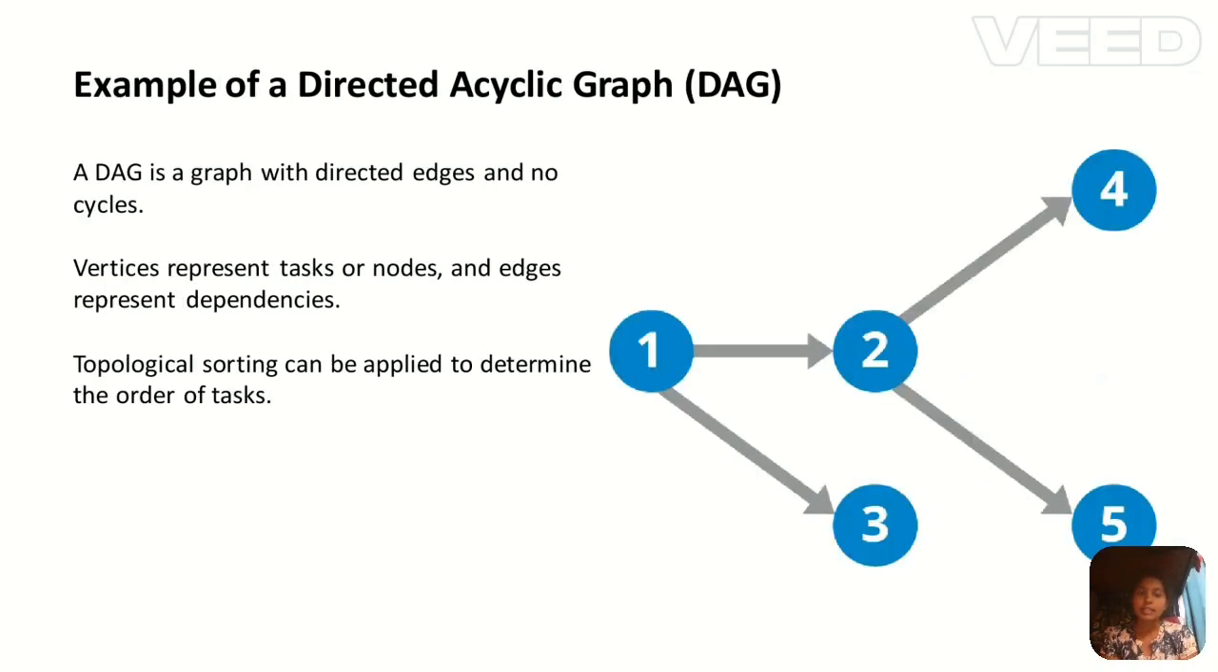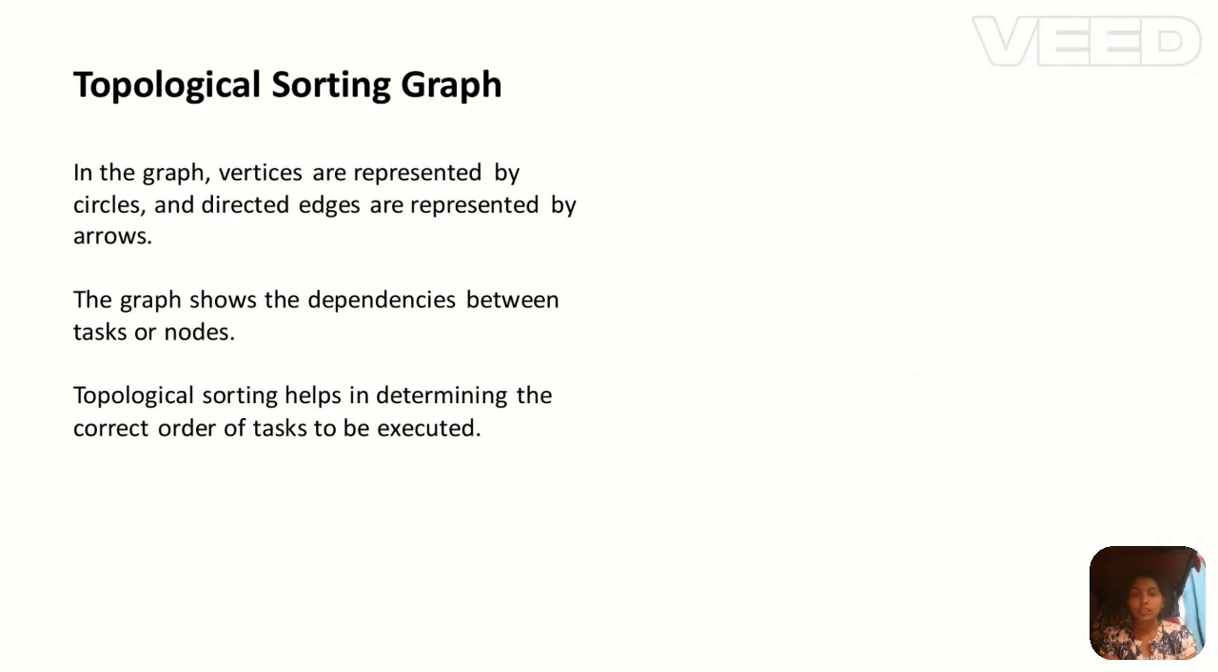Example of a directed acyclic graph. A DAG is a graph with directed edges and no cycles. Vertices represent the tasks or nodes, and the edges represent dependencies. Topological sorting can be applied to determine the order of the tasks. In the topological sorting graph, vertices are represented by circles and directed edges are represented by arrows. The graph shows the dependencies between the tasks or nodes. So topological sorting helps in determining the correct order of tasks to be executed.